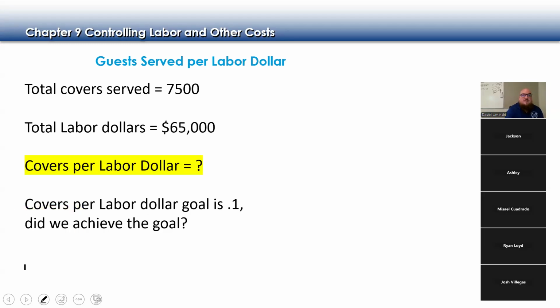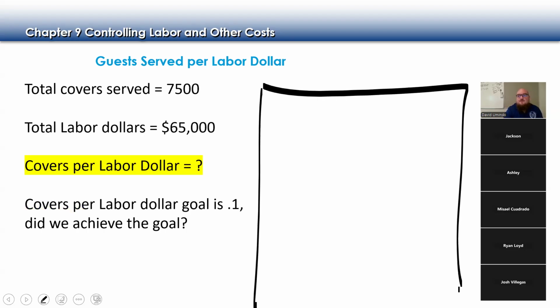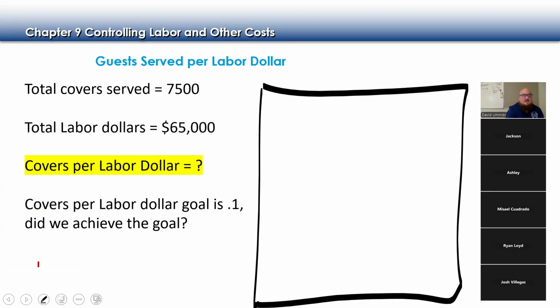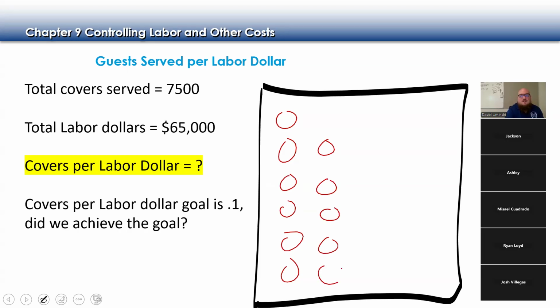Okay. So let me give you an example. Let me show you real quick. So anybody in here been a server before? Okay, cool. Anybody online been a server? Awesome. So as a server, we often have a floor plan of our dining room.